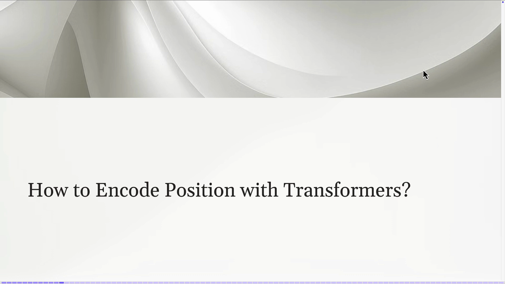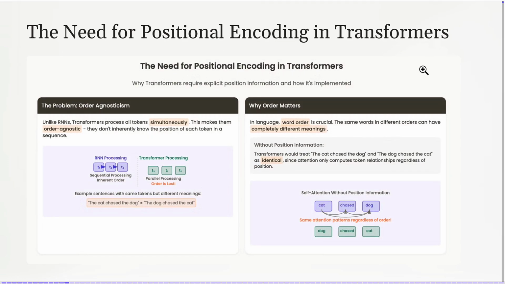Okay. So now we have a sentence. We made tokenization, and we would like to make embeddings. But as already mentioned, in the transformer we need to have positional encoding or positional embedding to also maintain the order of the words in the context. So there is a need for positional encoding in the transformer because it requires explicit position information, and how it is implemented.